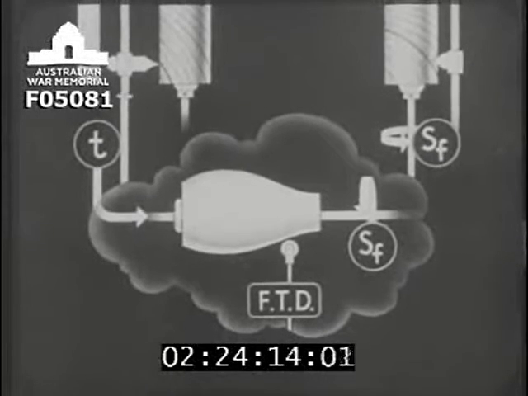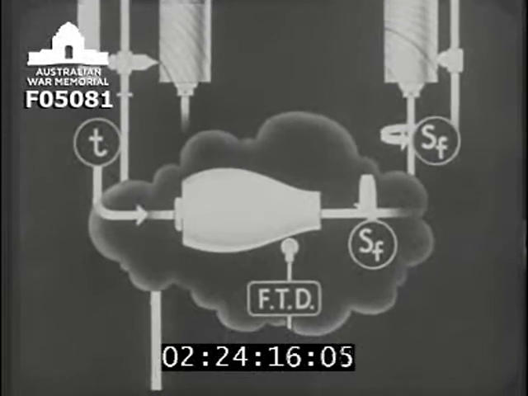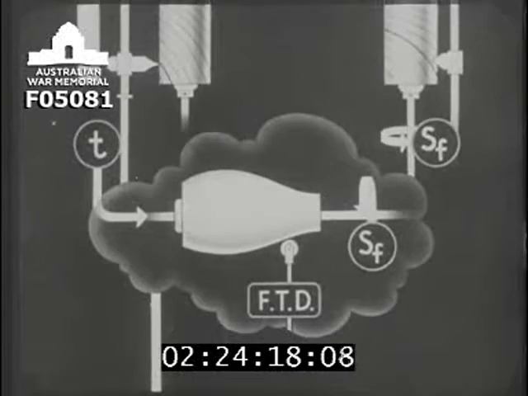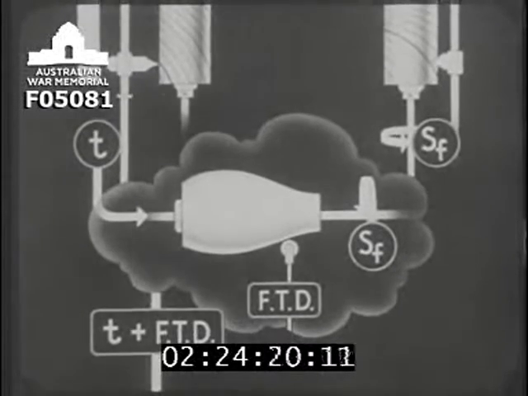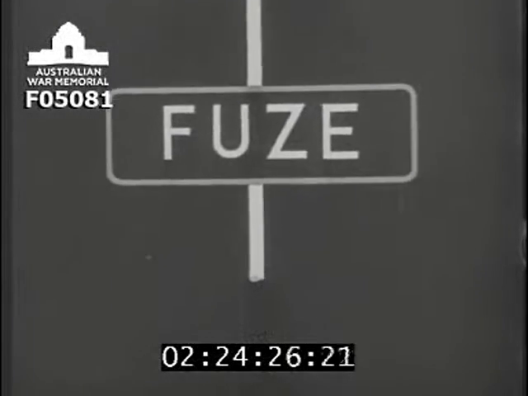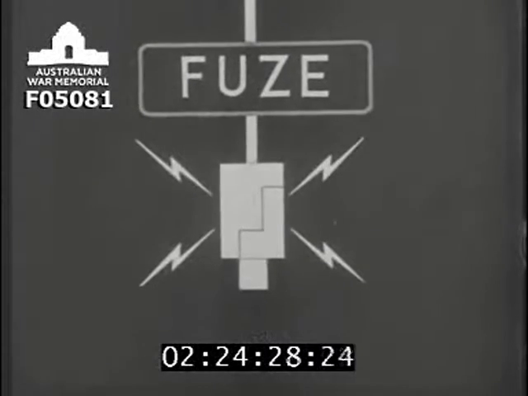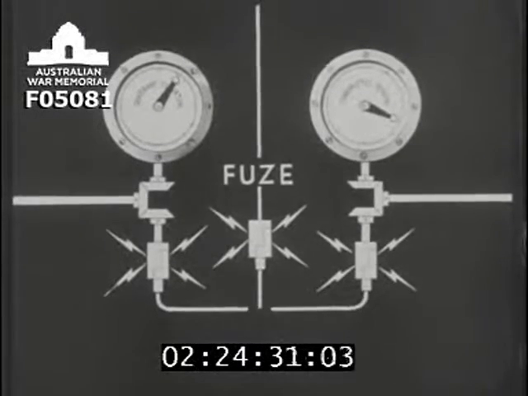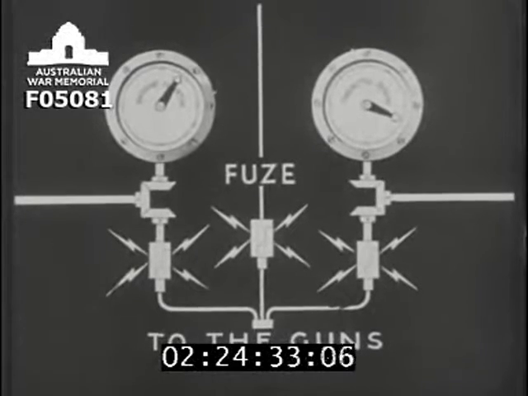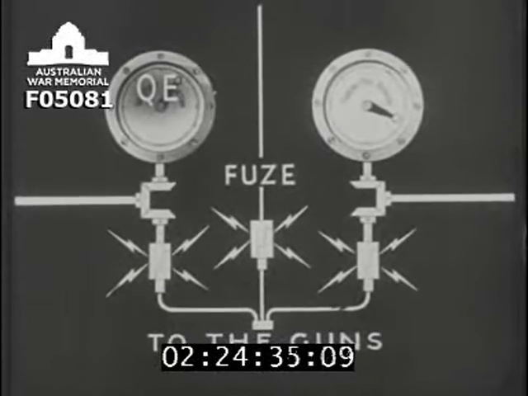This amount is added to the time of flight, T, by a special linkage, to give us our correct fuse setting. This fuse setting is in its turn transmitted electrically to the guns. There you are, future QE, fuse and bearing.